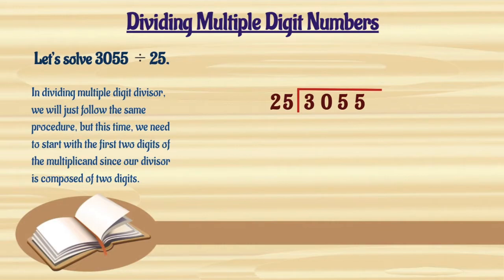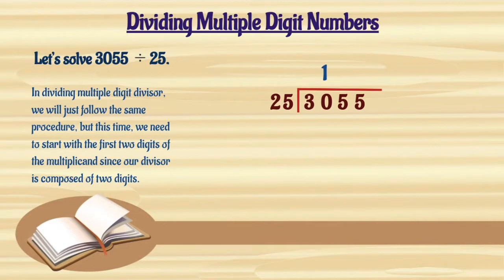Let's start with 3055 divided by 25. Just keep in mind learners that in dividing multiple digit numbers, we just need to do the same procedure that we used earlier. The only difference is that this time, we need to start with the first two digits of the multiplicand, since our divisor is composed of two digits. Let's start with 30 divided by 25. That would give us 1.